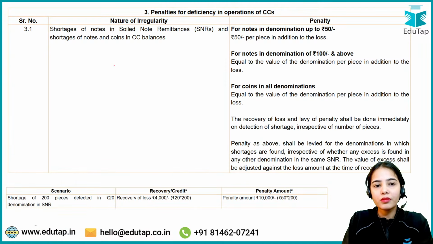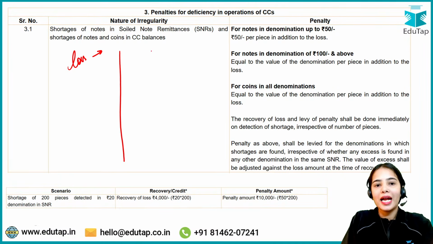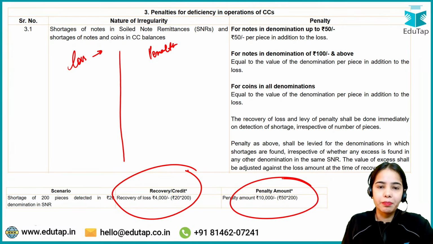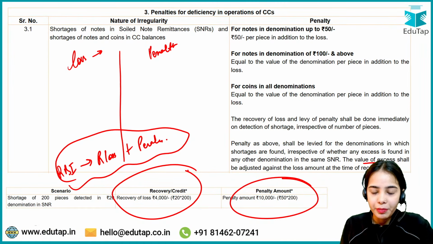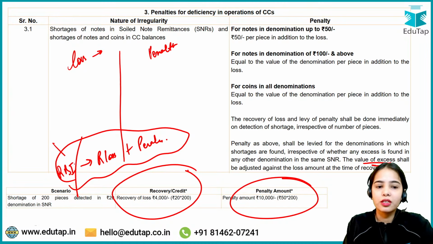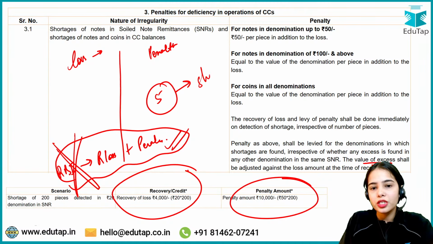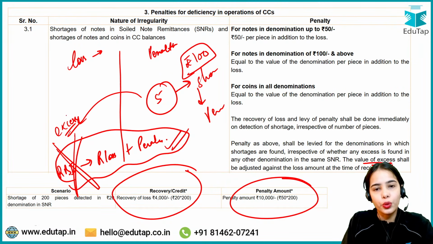So basically, usually what happens is that the loss amount has to be recovered and the penalty is applied. The RBI recovers the loss amount as well as applies the penalty. But in case excess notes are available, the loss will be recovered against the excess notes, but the penalty will still be applied. So if 5 notes of 100 rupees have been in shortage, the penalty will still be applied for them even though the loss has been recovered through the excess notes. This is the basic idea.